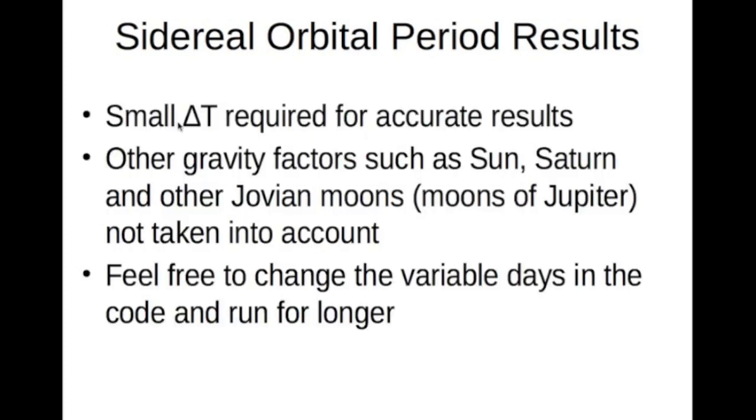You will have more success with a smaller delta t, and this is required for accurate results. Other gravity factors such as the Sun, Saturn and other Jovian moons, that is the moons of Jupiter, not taken into account, may distort these variables slightly, but not a lot. Feel free to change the variable days in the code and run the simulation for as long as you like.